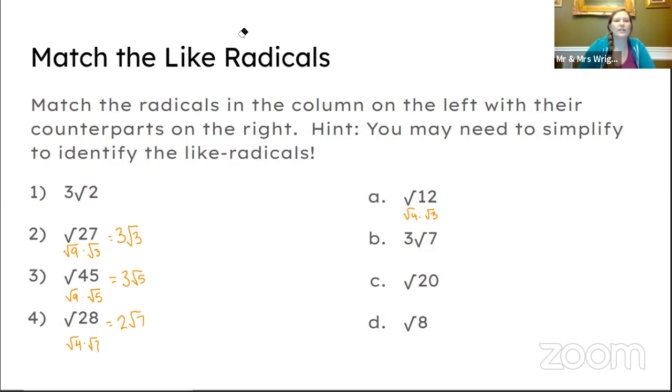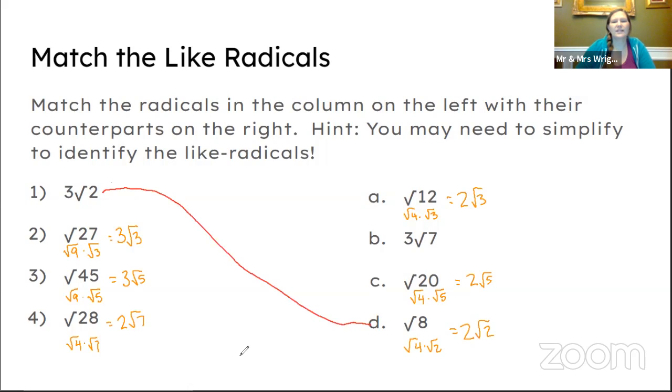And we can easily simplify square root 4 down to 2, and then square root 3. This one's already simplified. This one is square root 4 times square root 5, which is 2 square root 5. And 8 is square root 4 times square root 2, which is 2 square root of 2. So now let's match up some of these expressions. 3 square root of 2 is going to match here with D.